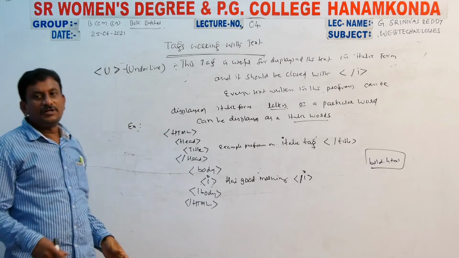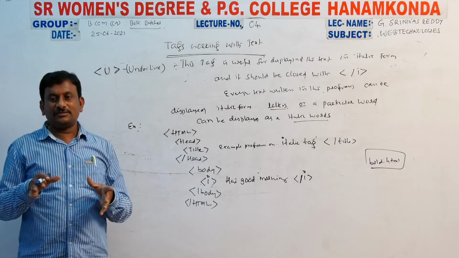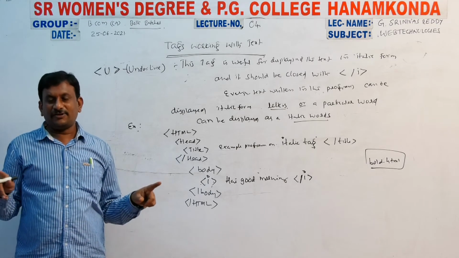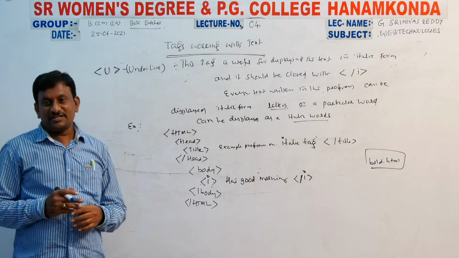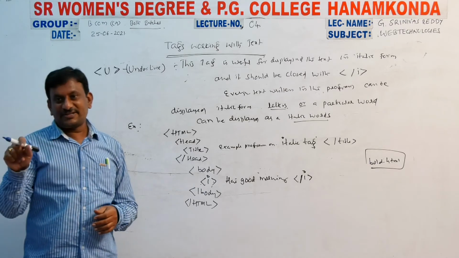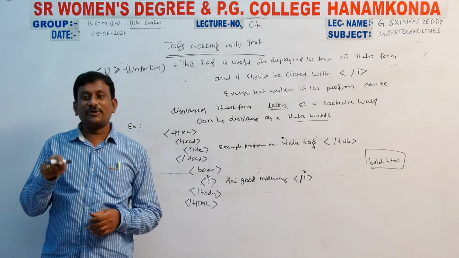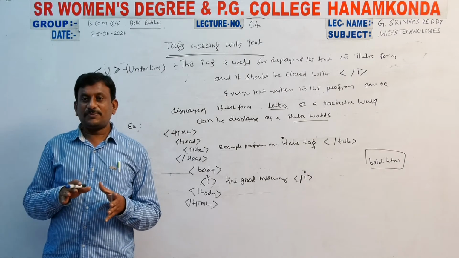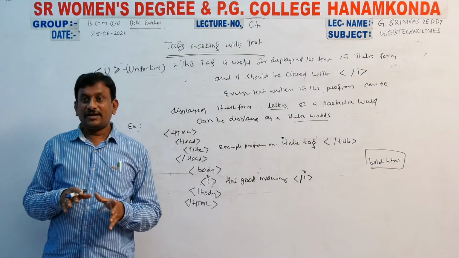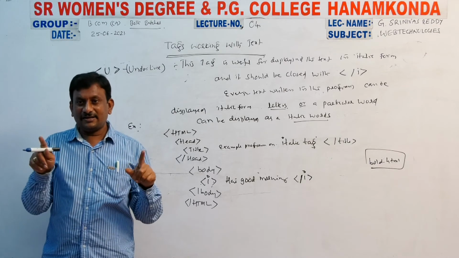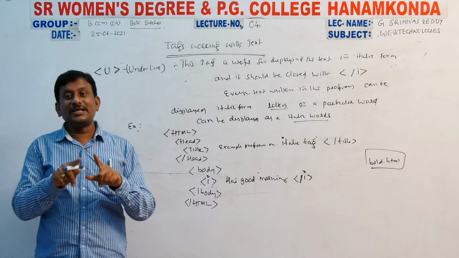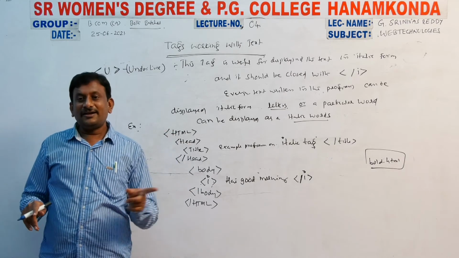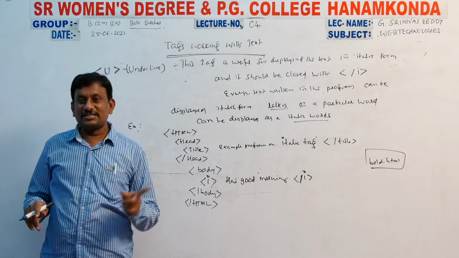A particular word, text, or the entire text will be displayed with an underline. For example, if you are giving some definitions, for specific stressing you give an underline. That is the purpose of using it. For example, hypertext markup language, mainly used for creating, is underlined. That is why they use U, underline. Underline means underlining of the word.